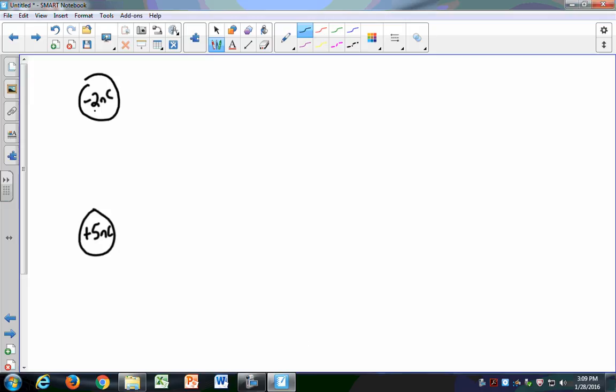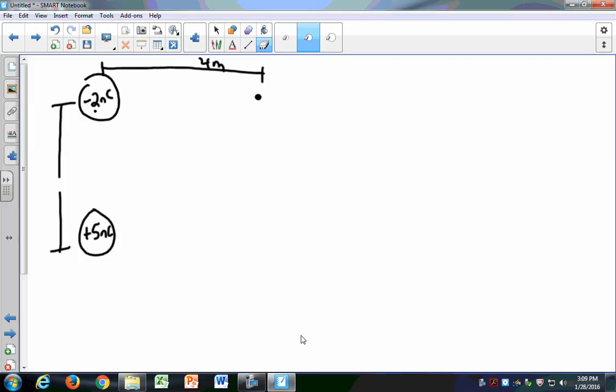And I want to know the electric field at this point. This point is a distance 4 meters from that minus 2 nanocoulomb charge, and these 2 charges are a distance of, oh no, not 5 meters, I'm sorry, 3 meters. That should stand out to you now with a 3 and a 4 as a 3, 4, 5 triangle. I don't know if you will see a 3, 4, 5 on this test, but you can see that. All right, so I want to know the electric field at this point. That would be the question. What is the electric field at that point?